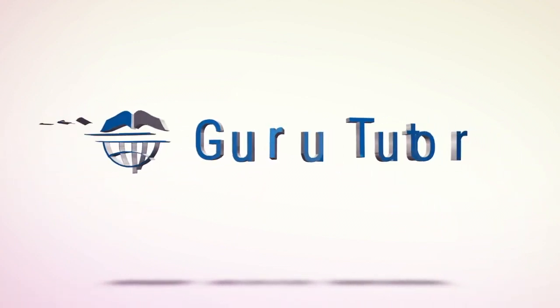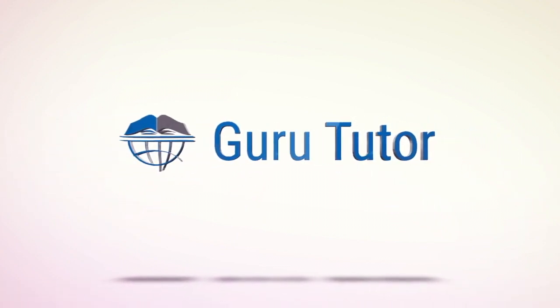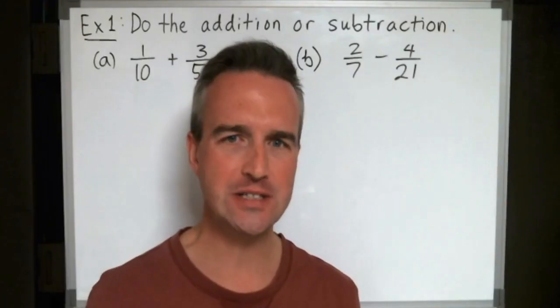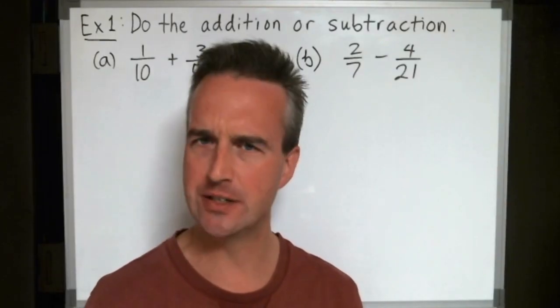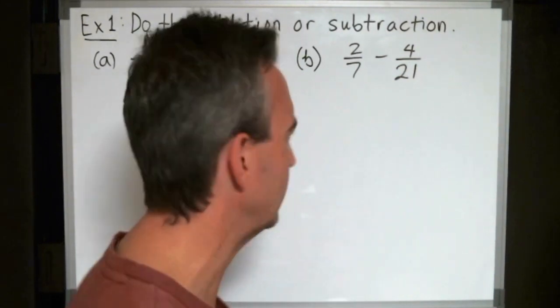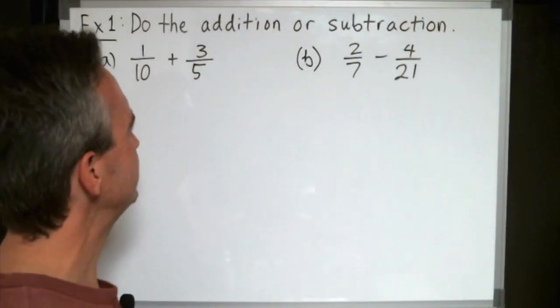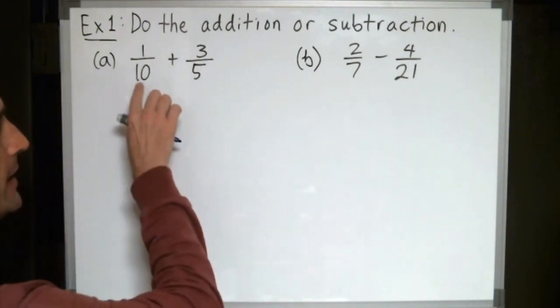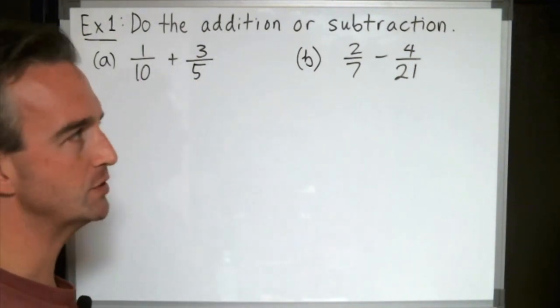Let's take a look at adding and subtracting fractions where the denominators are not the same. So let's see if we can do this adding fractions with different denominators business. Start out with an example here. We've got 1 over 10 plus 3 over 5. We can't do this because they have different denominators.